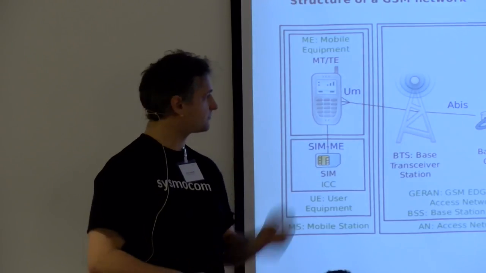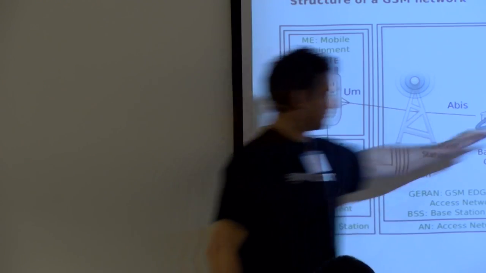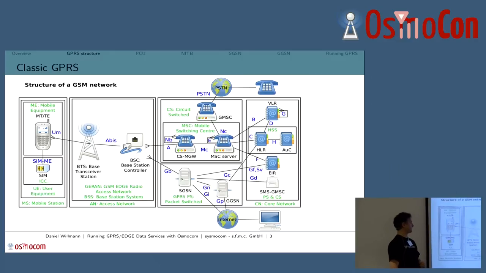First of all, the great picture again. This time I'm going to concentrate on the lower part, so the packet switched network. Again, you have the phone which connects via Um to a BTS. The BTS connects to the BSC, or in our case, the network in a box. And then you usually have a PCU with the BSC that connects to the SGSN via the Gb interface and so on to the GGSN, where authentication then is done inside the packet switched network.